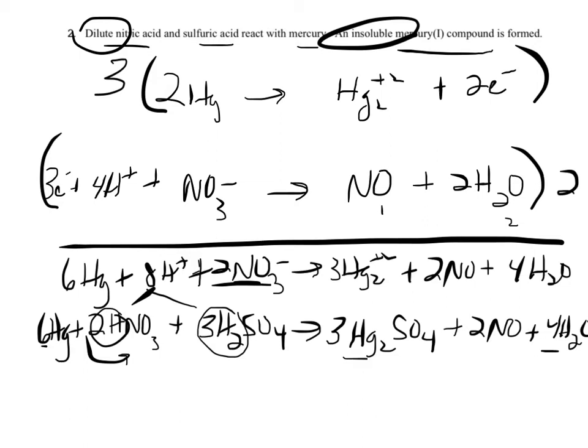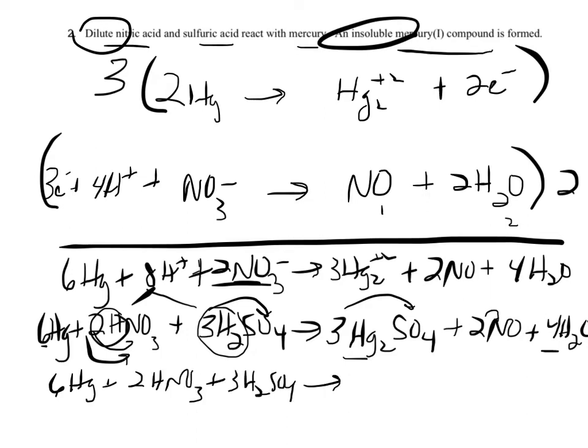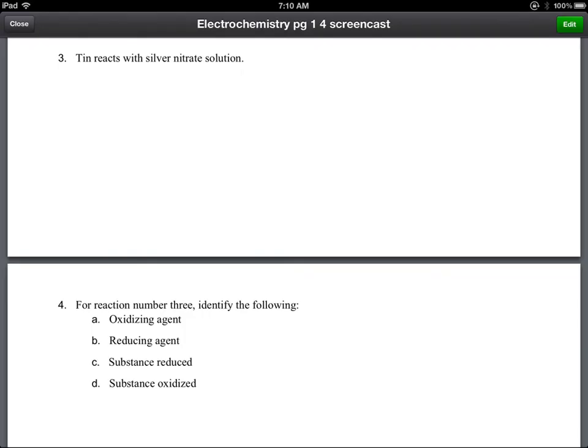With my 6 mercuries here, my 3 SO4s, my 2 nitrogens, everything's balanced on that equation. So the final is 6 mercury, it's pretty messy, 2 nitric acid, 3 sulfuric acid, 3 mercury(I) sulfates, 2 nitrogen monoxides, and 4 waters as your final equation for that. Okay, the last one is the most straightforward.